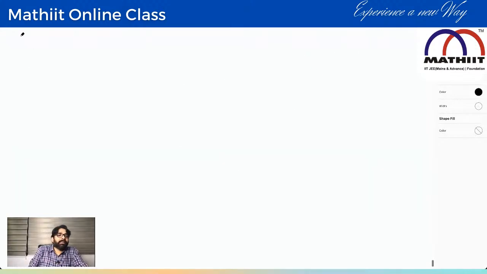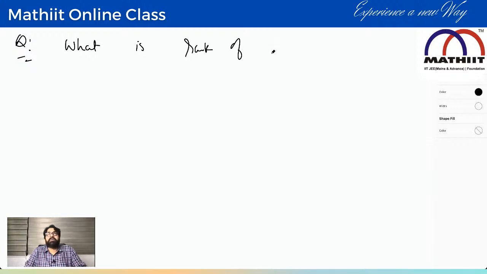Similarly, I can make it in a different way. I can say, okay, what is the rank of, what is the rank of, take anything. What should I take? Banana. This is the old JEE question. That's why I am asking.